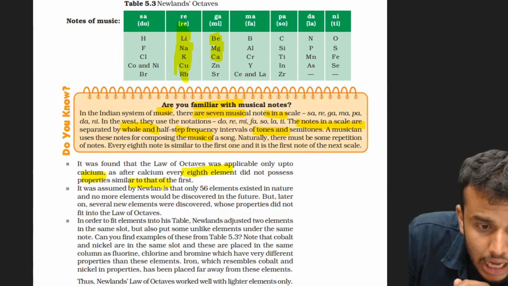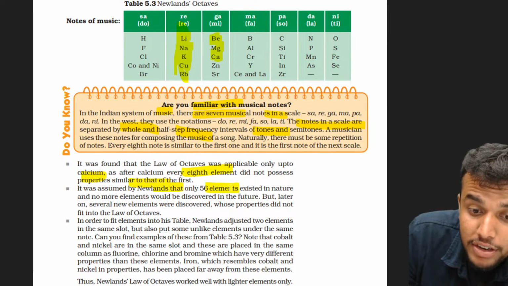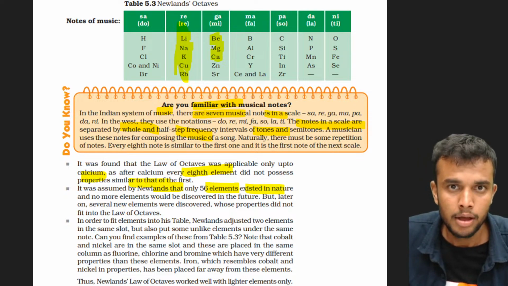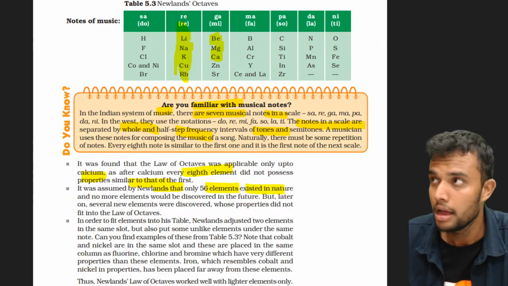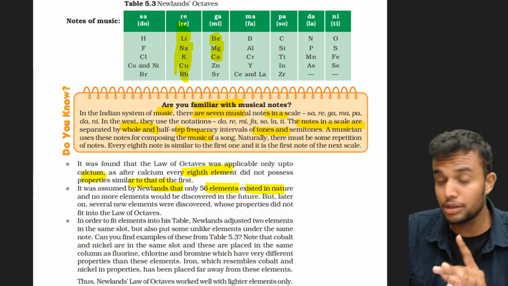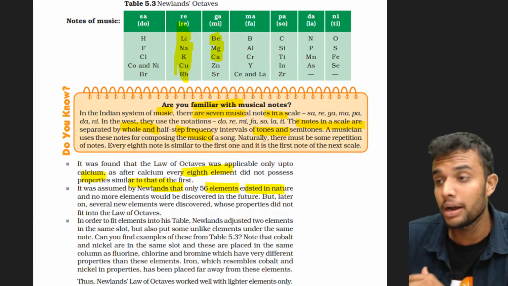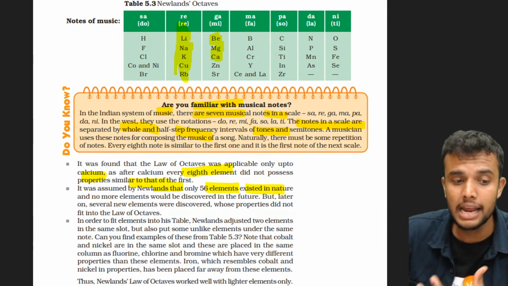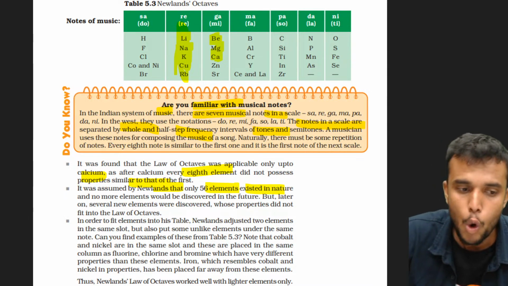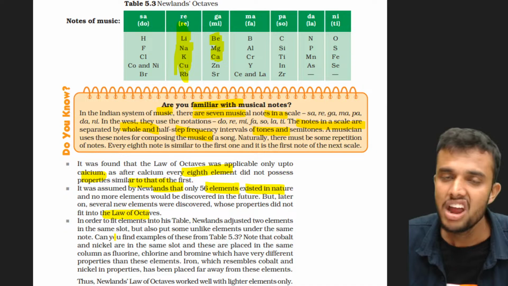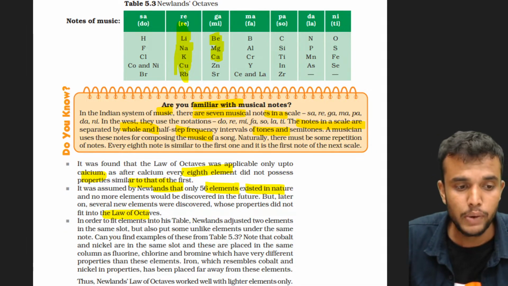Next point: it was assumed by Newlands that only 56 elements existed in nature. At the time, only 56 elements were occurring. He assumed that only 56 elements are present in nature, and that no new elements would be discovered in the future. But what happened? Later, several new elements were discovered whose properties did not fit into the law of octaves. It did not fit. That's why it fails.